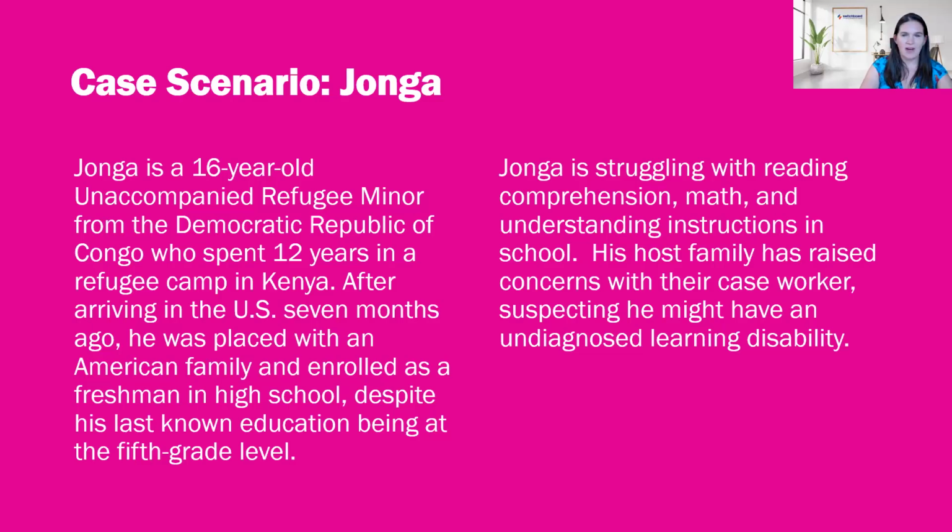Which I will ask Monica to drop in the chat if she can, or one of my co-facilitators. So Jonga is a 16-year-old unaccompanied refugee minor from the Democratic Republic of Congo who spent 12 years in a refugee camp in Kenya. After arriving in the US 7 months ago, he was placed with an American family and enrolled as a freshman in high school, despite his last known education being at the 5th grade level. Jonga is struggling with reading comprehension, math, and understanding instructions in school. His host family has raised concerns with the caseworker, suspecting he might have an undiagnosed learning disability.